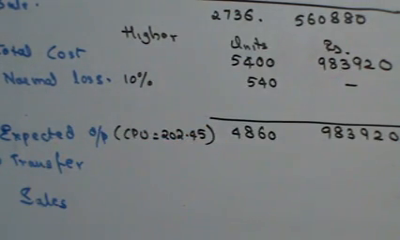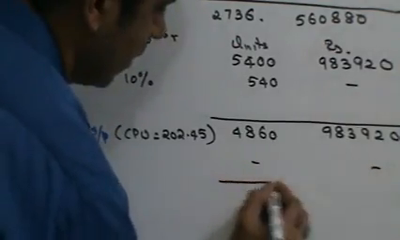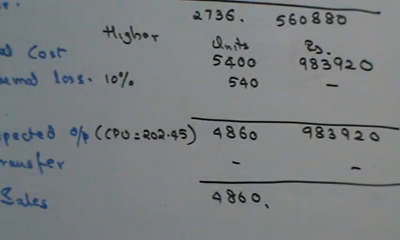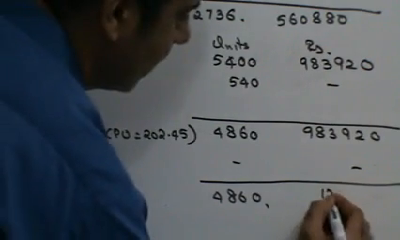202.45. Right? There is no transfer here. The entire thing is sold, so 4860 sold. Sale price is given to you as 250. So 4860 into 250 will give you 12,15,000.